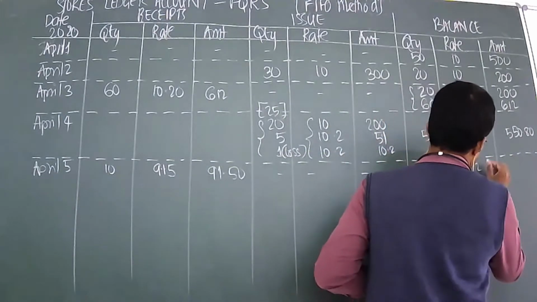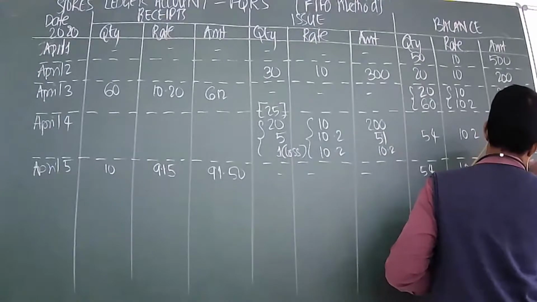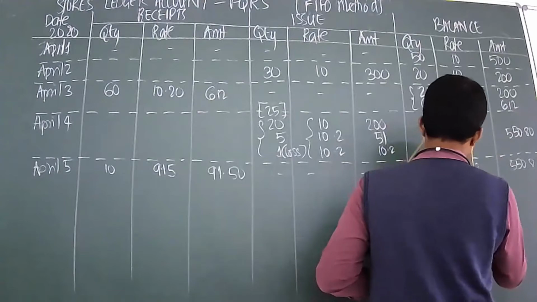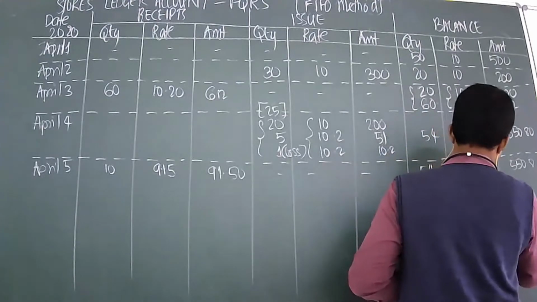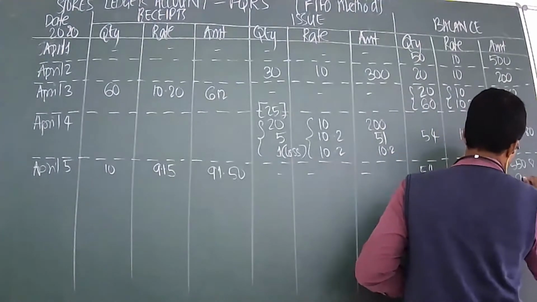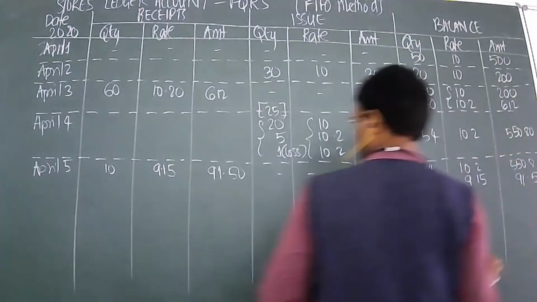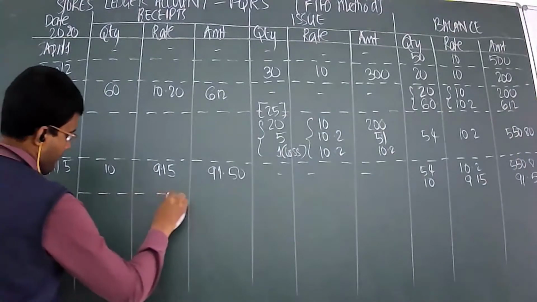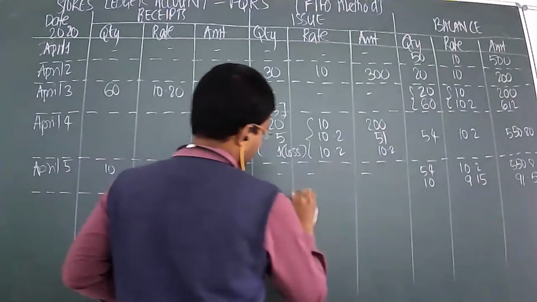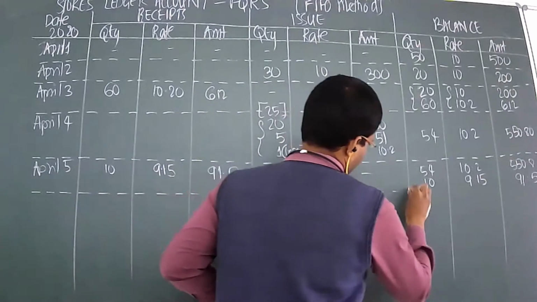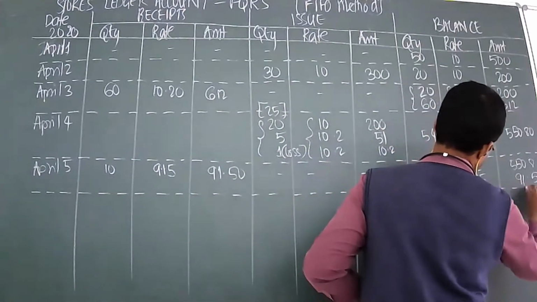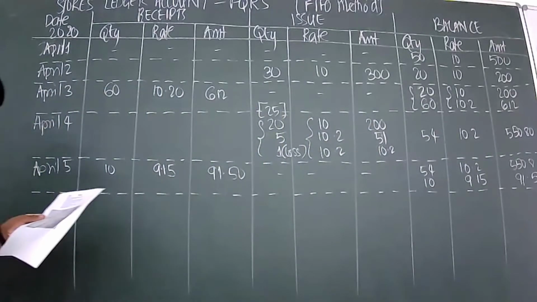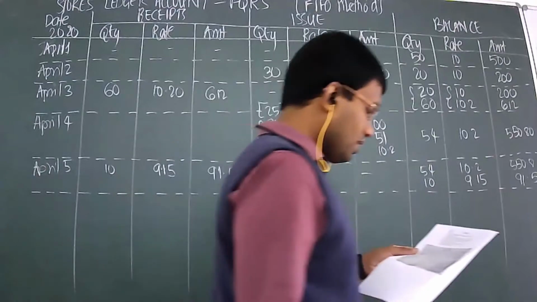54, 10.2, 550.8, then 10, 9.15, 91.50. So we are done with the transaction for April 5th.